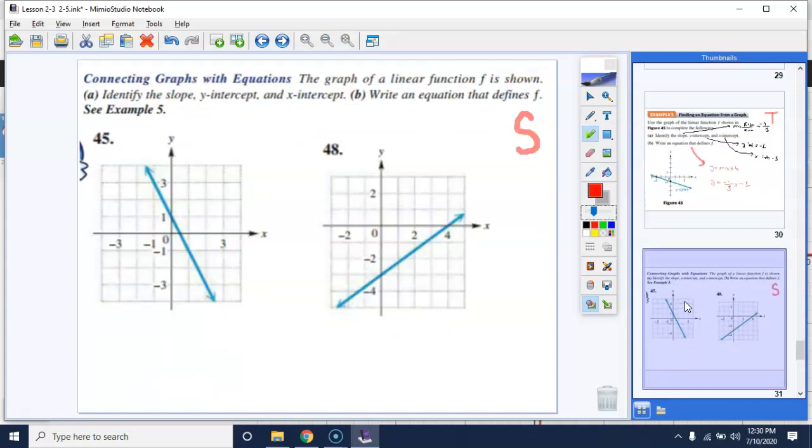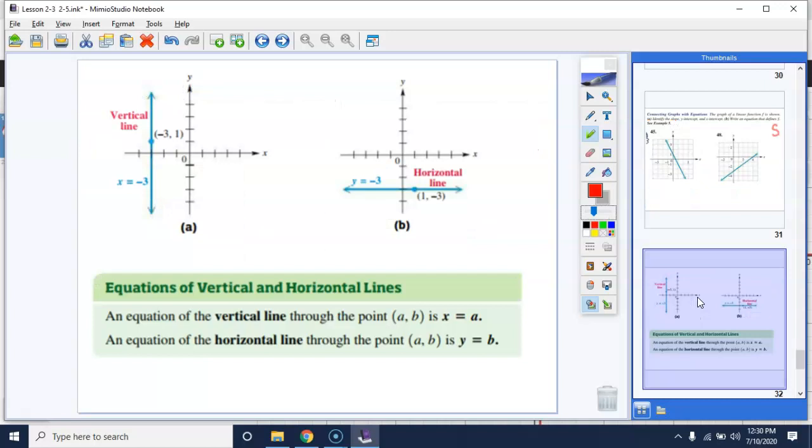And then please pause the video and do the same thing for these graphs. Find the slope, y-intercept, x-intercept, and get the equation of each function. And next, if we have a horizontal and a vertical line, how do we name them? How do we get the equation? And I have a super tricky, easy way for this.